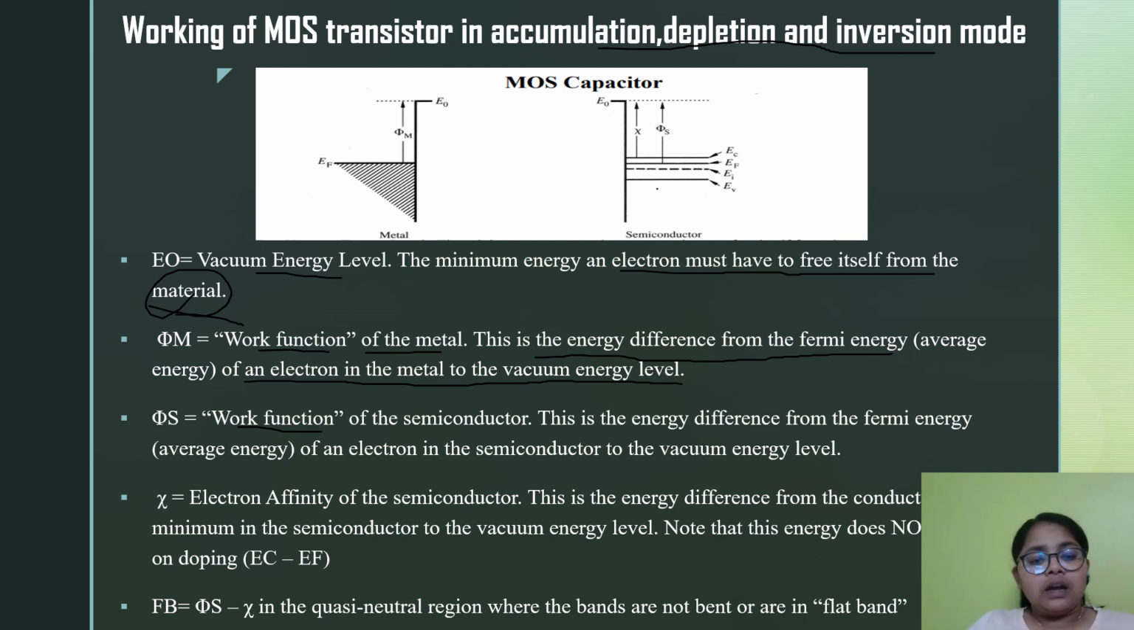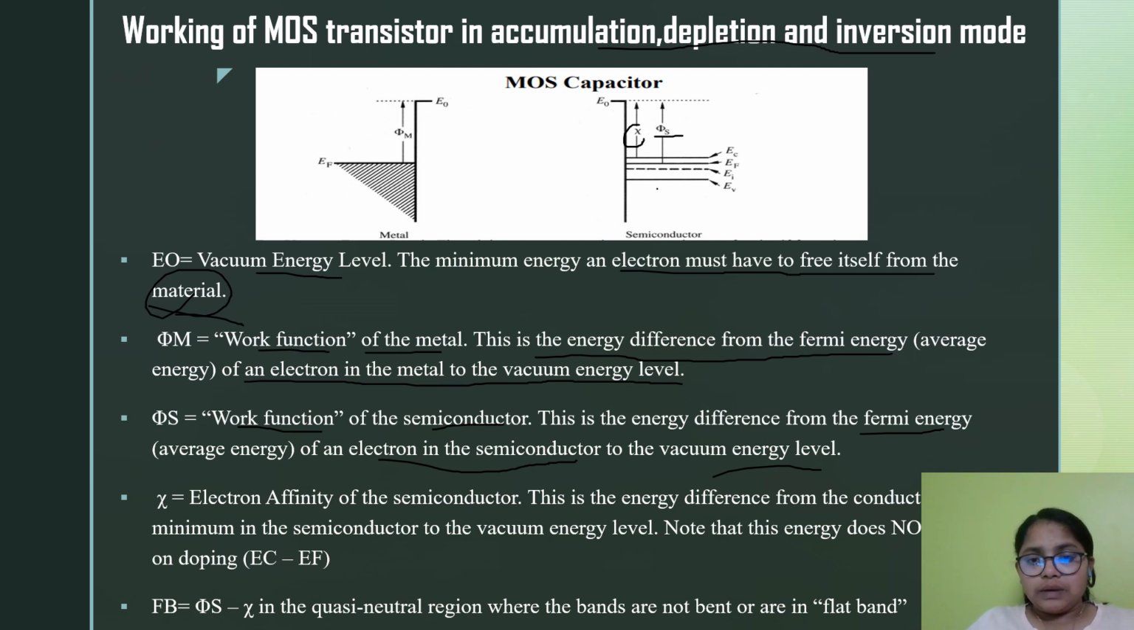And phi s will be work function of a semiconductor, as we saw, which is mentioned over here. And this energy is the difference from the Fermi energy of an electron in semiconductor to the vacuum energy. Both are same, but phi m will be for metal, and phi s will be for semiconductor.